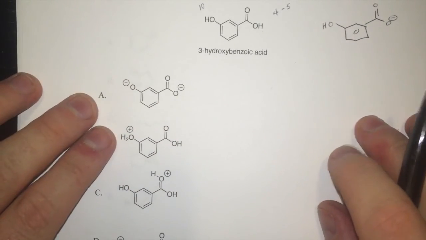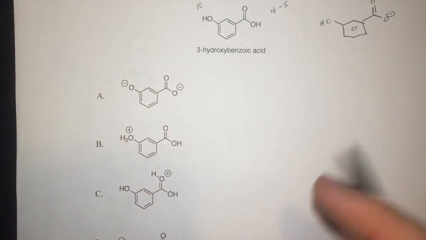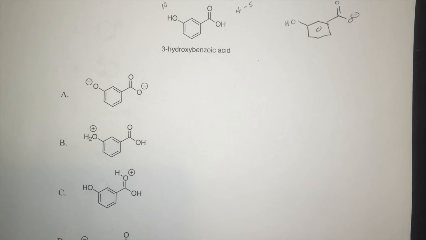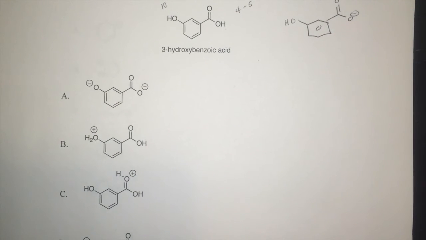If I look at compound A, it has 2 negative charges. That's not the conjugate base of this. That's the conjugate base of this base. Okay, and those compounds are relatively unstable anyway because it's too much charge in such a small amount of space, basically. So A is out.